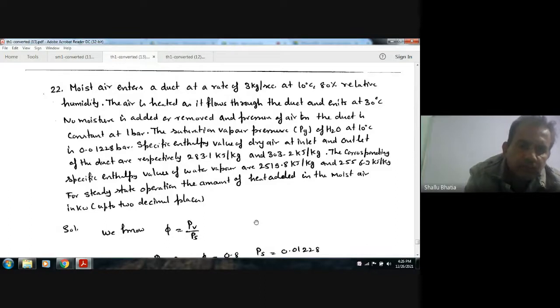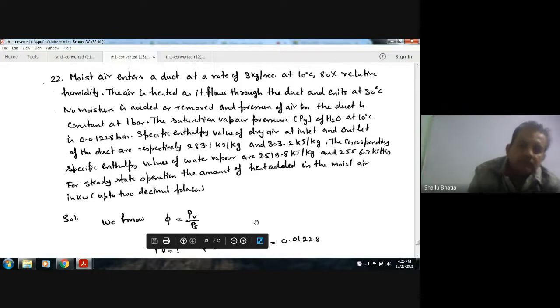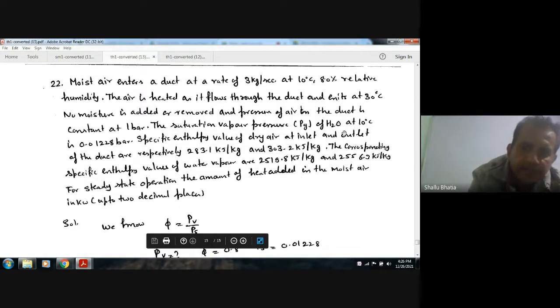The corresponding specific enthalpy values of water vapor are 2519.8 kilojoules per kilogram and 2556.3 kilojoules per kilogram. For steady operation, the amount of heat added to the moist air in kilowatt is to be found, given that the relative humidity is 80%.